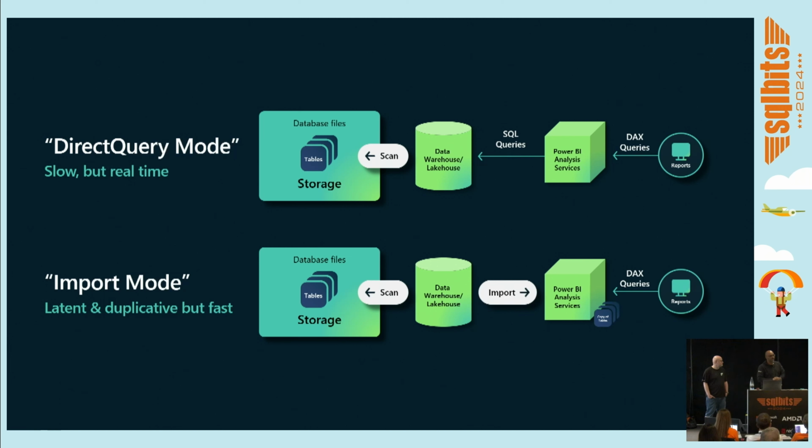Import mode, you got to pull all the data into cache. If you got a little bit of data, it's great. If you got a lot of data, you got to do some things. Maybe you set up aggregations. Maybe you have composite models. Maybe you do incremental refresh. You got to layer. It's like an onion. And so you got to do all these things to make it work.